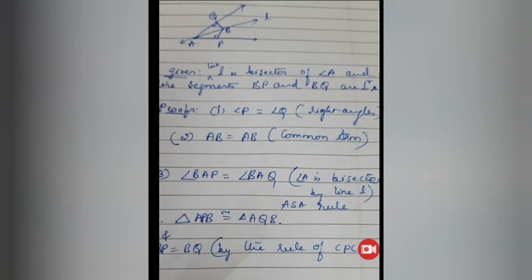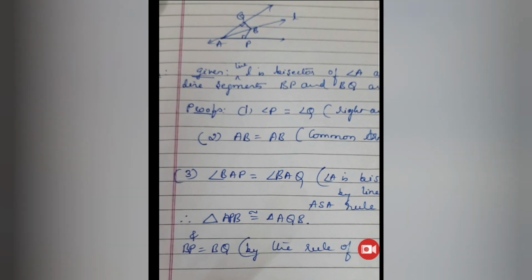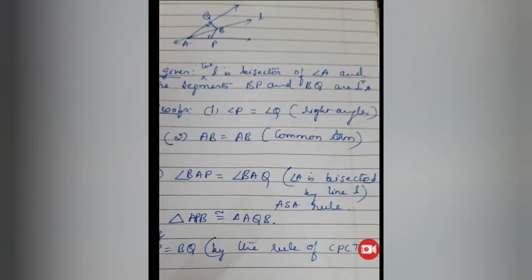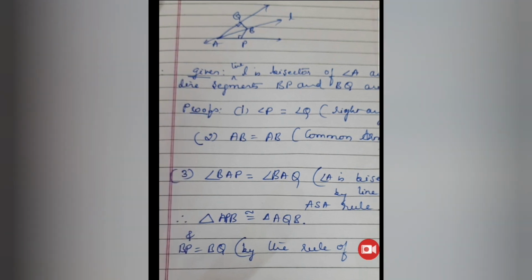Okay. So you have to prove another thing here, that is BP is equal to BQ. So that can be proven. Once the triangles are congruent, you can prove with the help of the rule of CPCT that BP is equal to BQ.